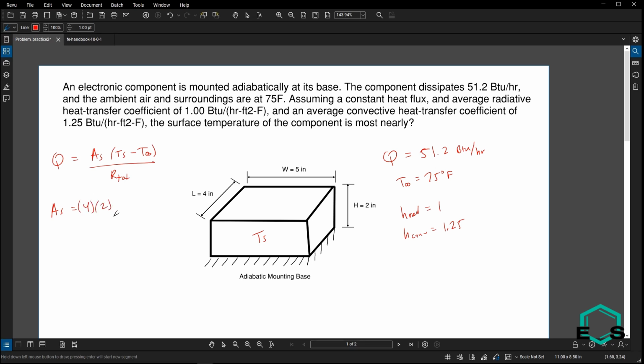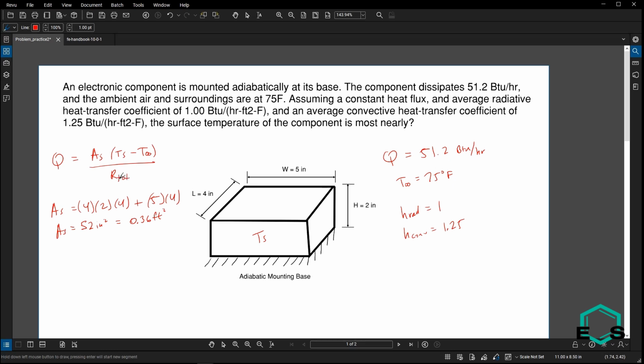This is 2 times 4 plus 5 for the top and 4. This equals 52. And if we convert that to feet, okay.